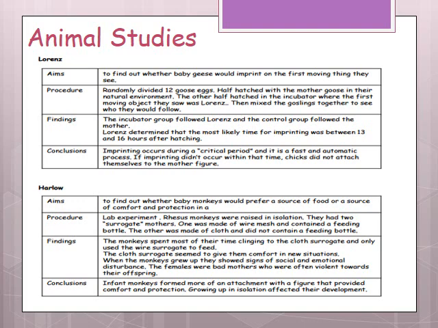They spent most of the time clinging to the comfort of the cloth mother, and they only went to the wire surrogate when they needed to feed. So it seemed that the surrogate cloth mother gave them comfort. They also found that when they grew up, they showed signs of social and emotional disturbance, and particularly the females were bad mothers and often violent towards their offspring. So it concluded that infant monkeys formed more of an attachment to the figure that provided comfort rather than food, and growing up in isolation affects their development. Okay, remember this fact for later on.